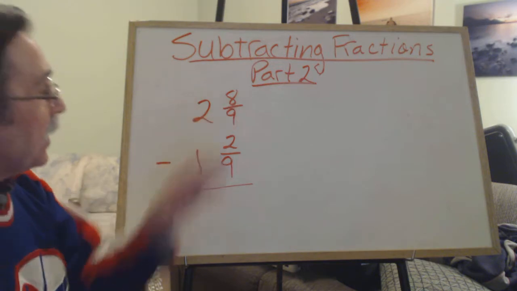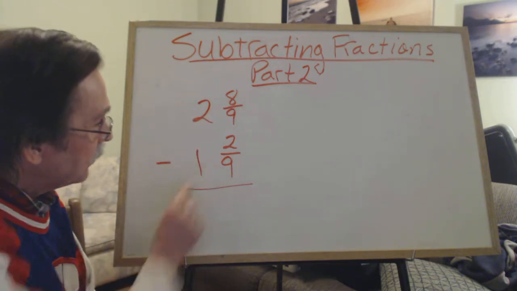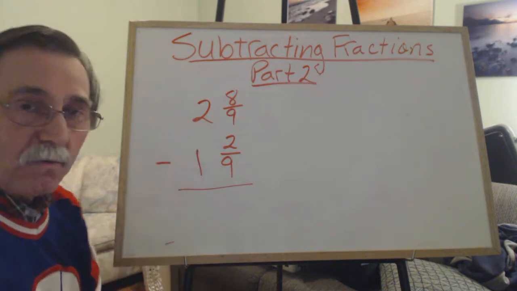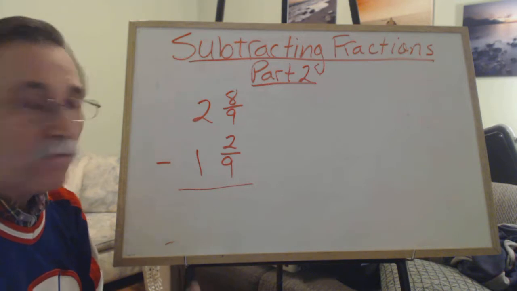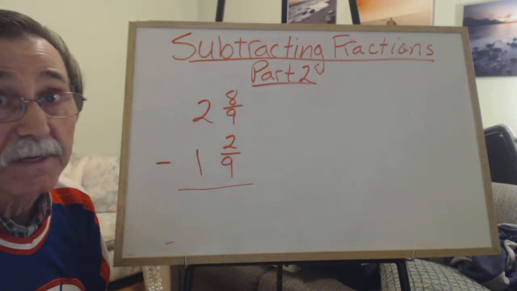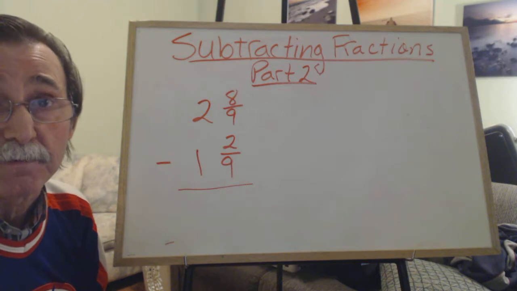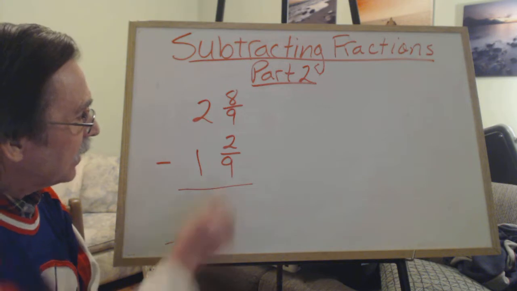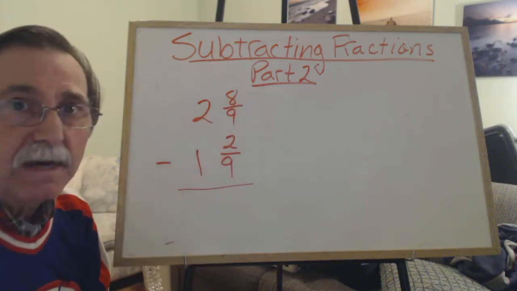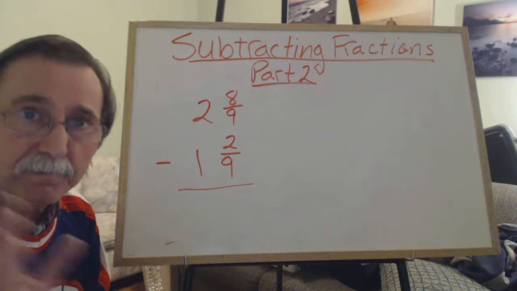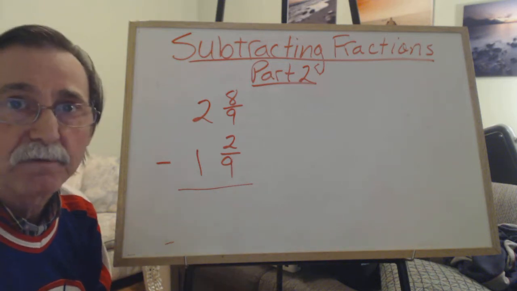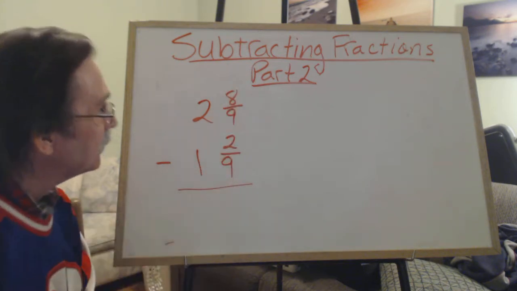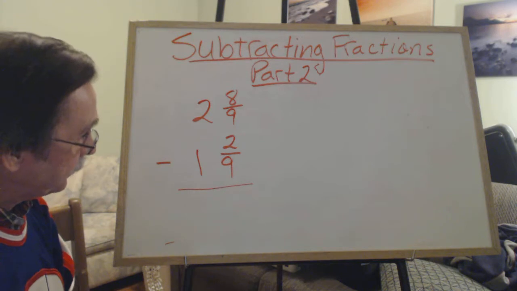So we have 2 8/9, 1 2/9. It says to subtract the whole numbers first, but you know what? I need to know if I can subtract the fractions, because if I can't subtract the fractions, then I'm in trouble. That's why I say this page is a bit on the artificial side. Can I take 2/9 away from 8/9? Yes, I can. And because I can do that, then I will do that. Okay, so 2 from 8 is 6/9.